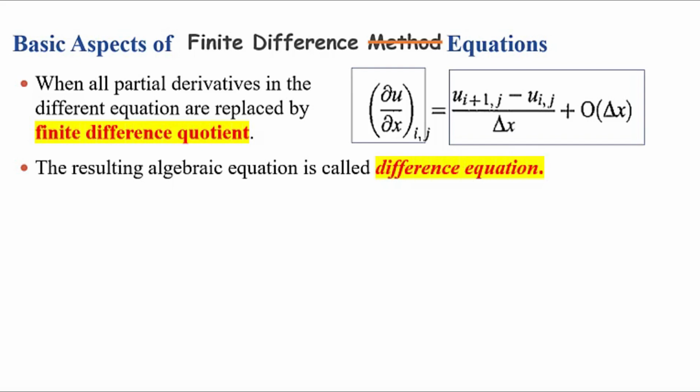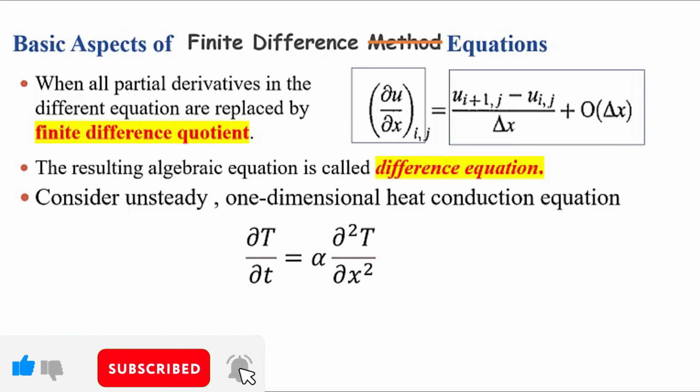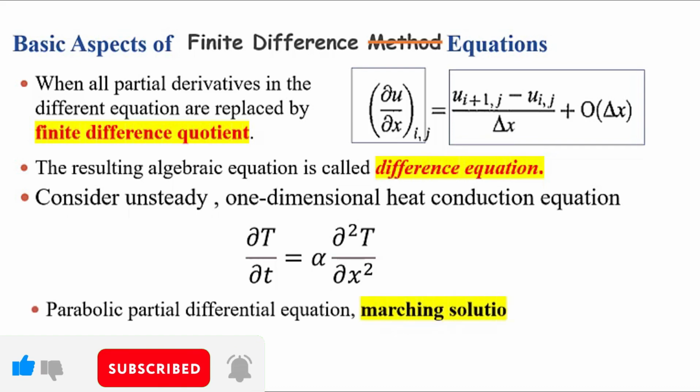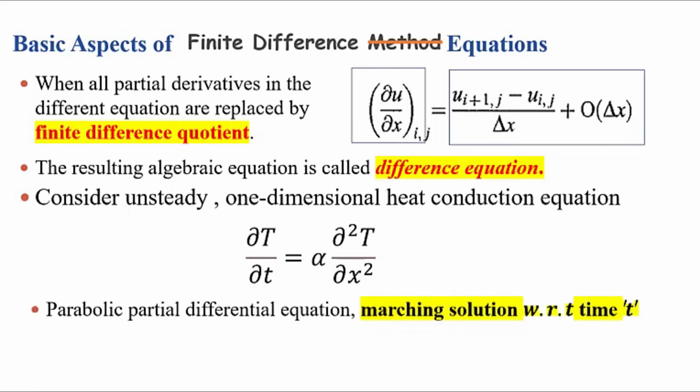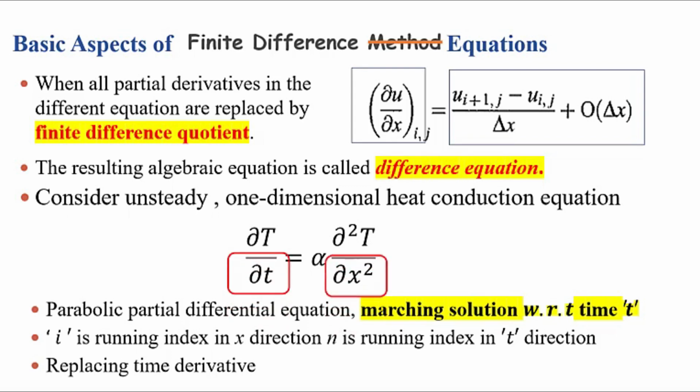Take, for instance, the unsteady one-dimensional conduction equation, which involves partial derivatives with respect to both time and space. By using the finite difference method, we can approximate these derivatives and solve the equation numerically. In this context, we often deal with what's called a parabolic partial differential equation. Here, the solution progresses over time, known as a marching solution with respect to time. The index i runs along the spatial x direction and n runs along the t direction.